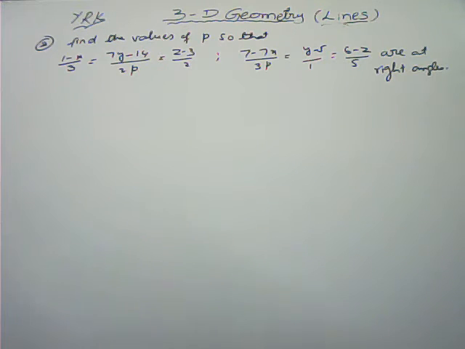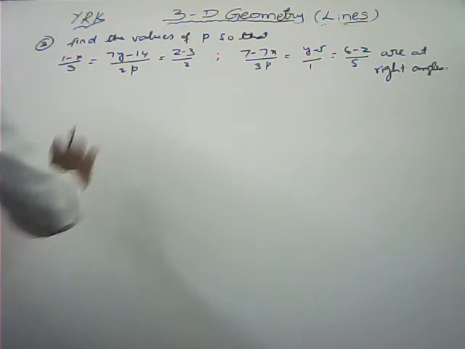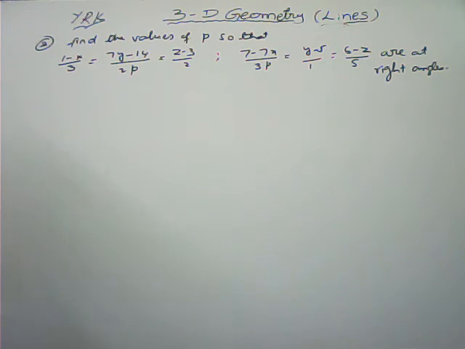Next one: find the values of p so that these two lines are at right angles. Just now I told you the angle between two lines is nothing but the angle between their parallel DRs. Here, what are the DRs of this one? Both are given in symmetric form. In the symmetric form, first we check that every time the x, y, z coefficient should be 1. But here the x coefficient is minus 1, so to make it 1, I am taking minus as common.